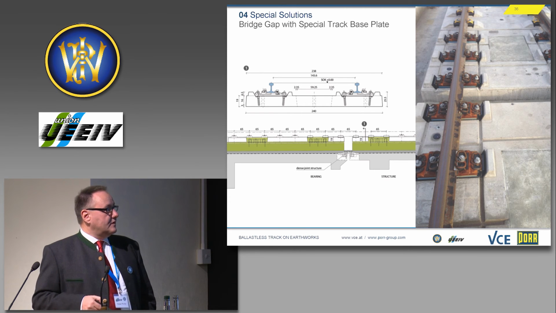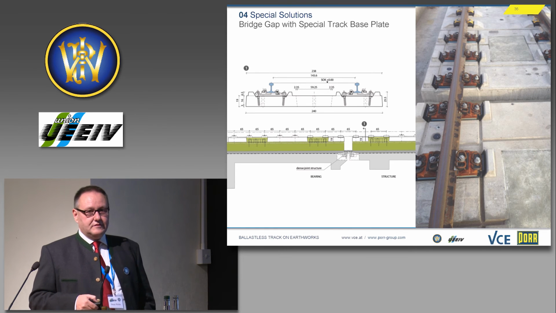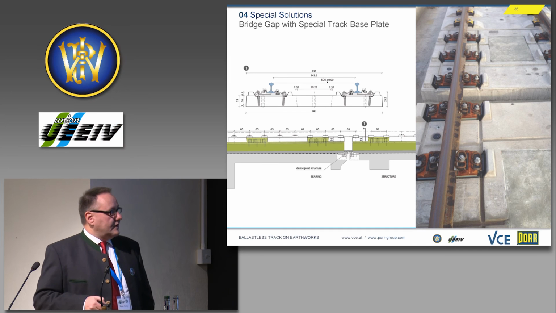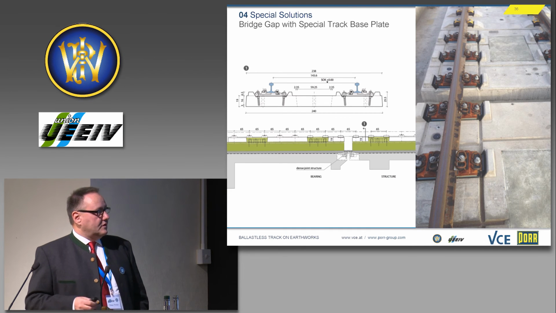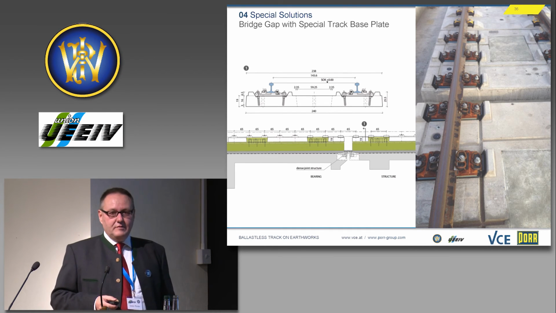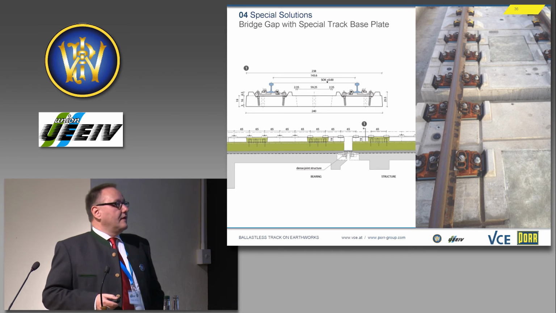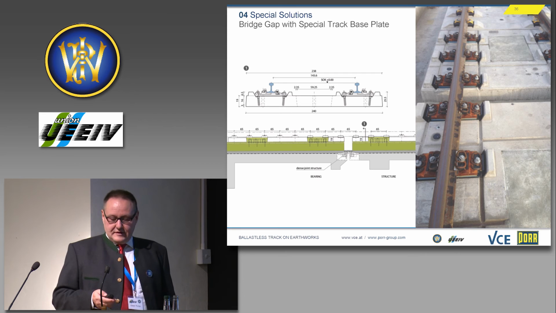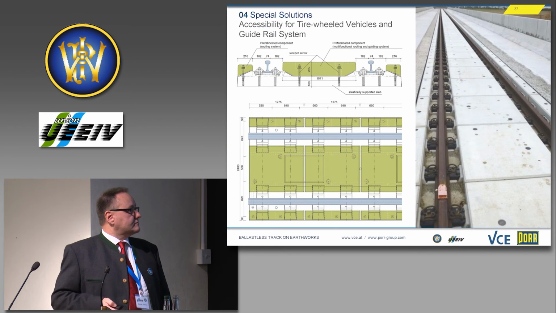This fastening system allows higher uplift forces up to 30 kilonewton per rail fastener, and it allows lateral movements of about 3.5 millimeters in total, which allows the bridge to move a little bit more than is possible in other cases.